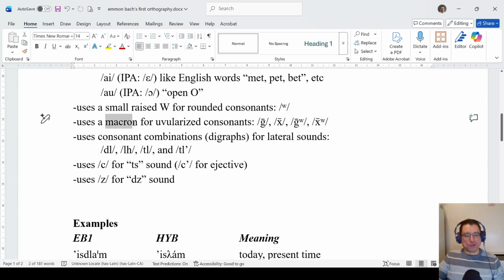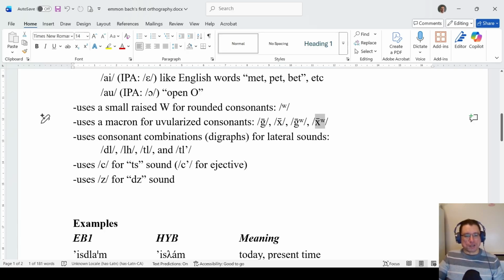This orthography also uses a macron for what's known as uvularized consonants. So the G with the line on top, that line is called a macron, and the sound is basically what we refer to as a back G. It's a deeper G sound. I call this a G bar. X with the macron on top is what I call an X bar. Then we have the G with the macron, followed by a small raised W. This is a rounded G bar. And then we have a rounded X bar.